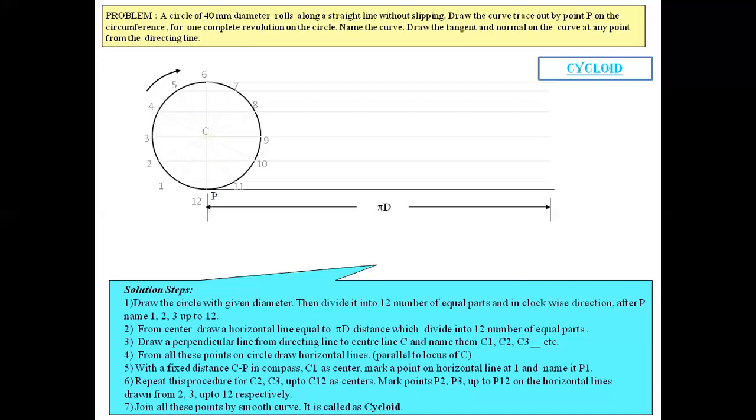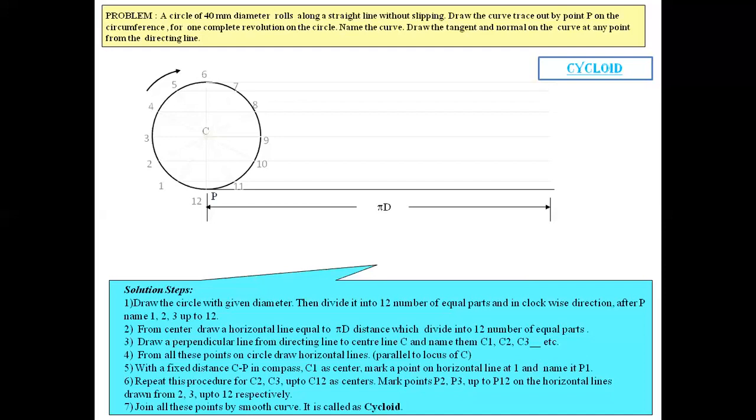But here the dimension 125.6 cannot be directly divided using a compass, rolling scale or mini drafter. It is not possible to directly draw 12 equal parts of this dimension 125.6. That's why we are using the equal part division method.